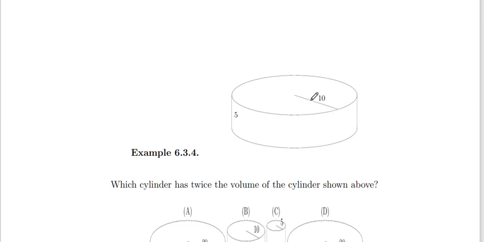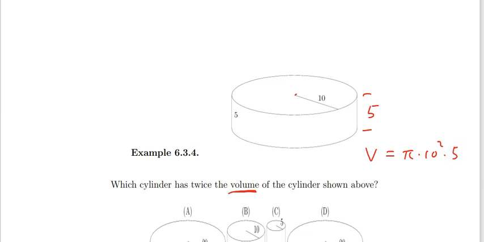Okay, so this is a cylinder. Let's say the radius is 10 and the height is 5. So we have this cylinder, and we can find its volume. What is the volume of a cylinder? The volume equals the base area, pi times 10 squared, multiplied by the height 5.